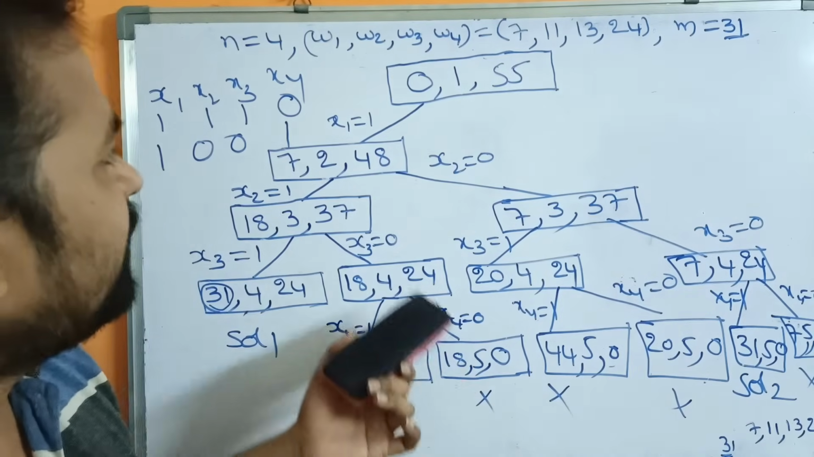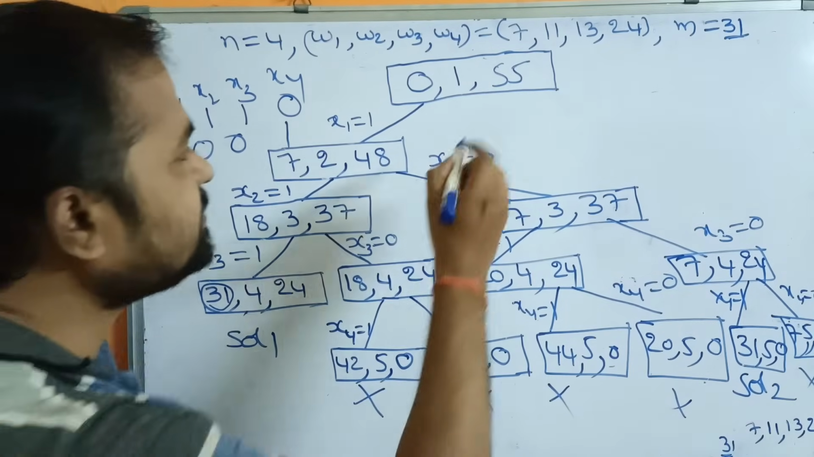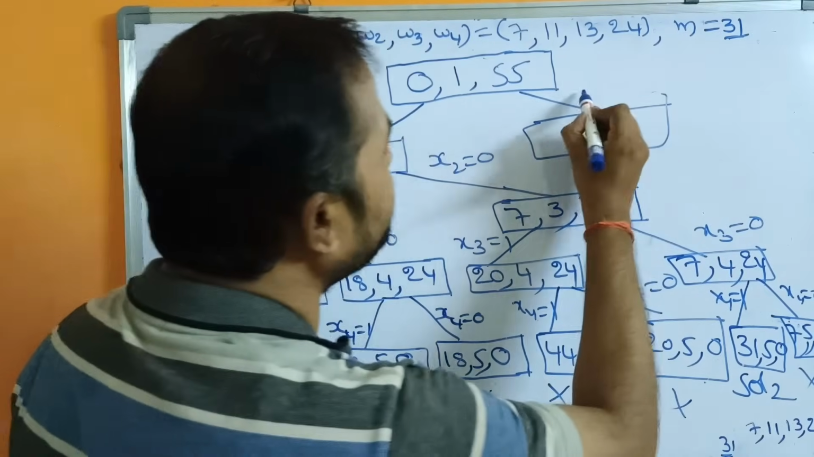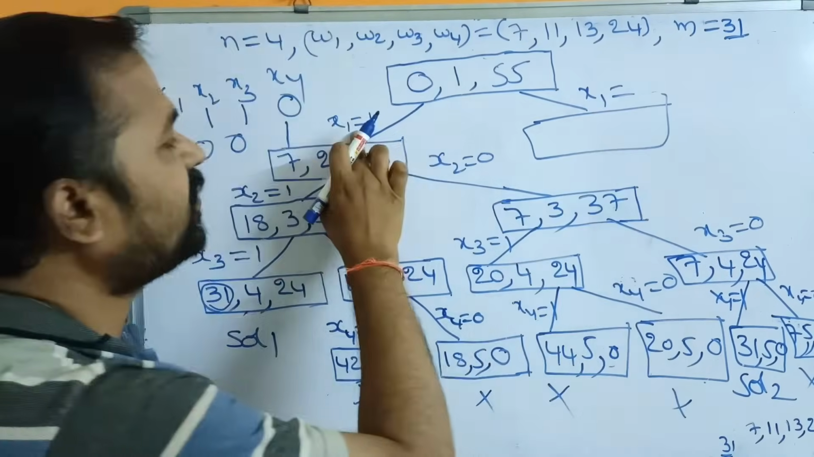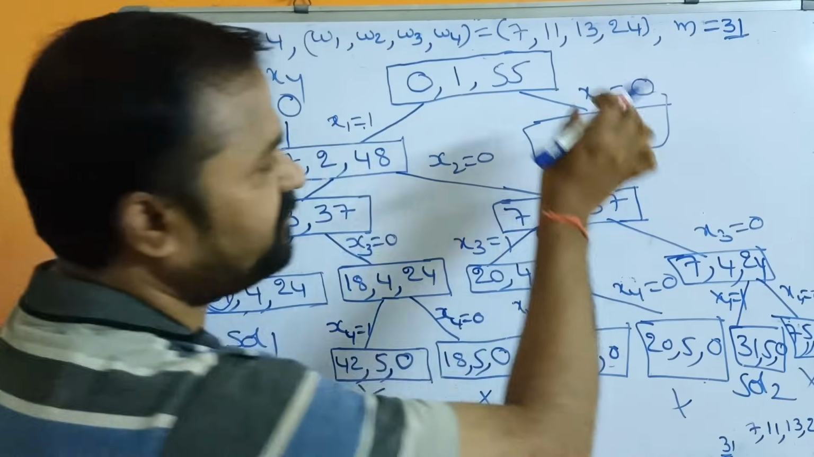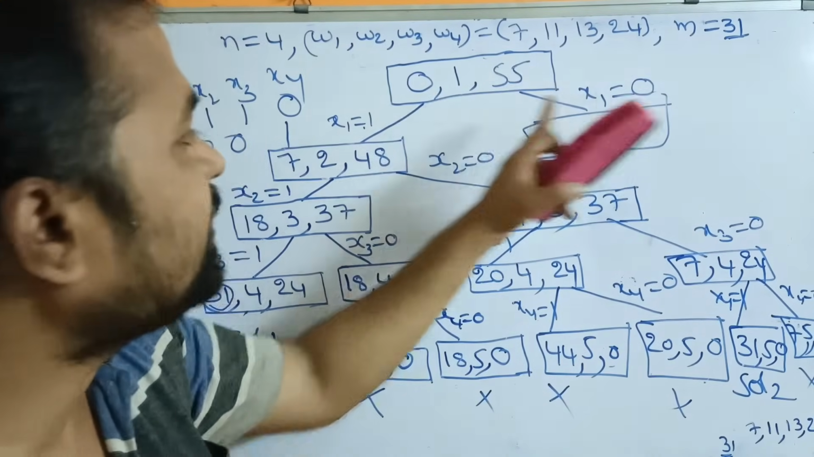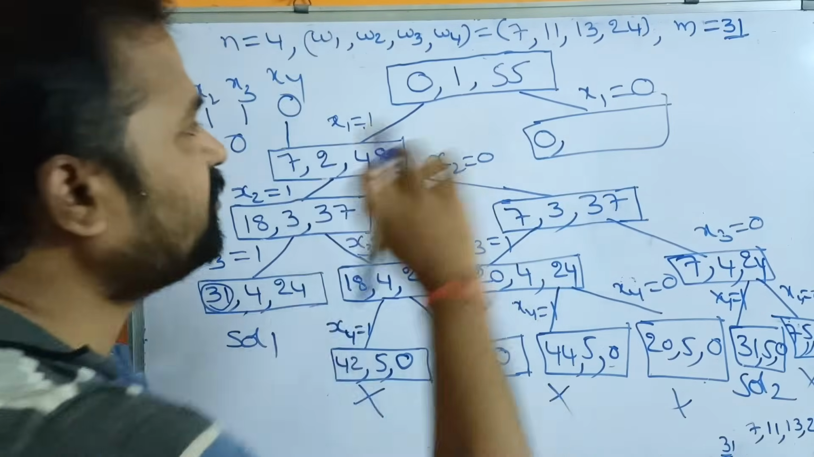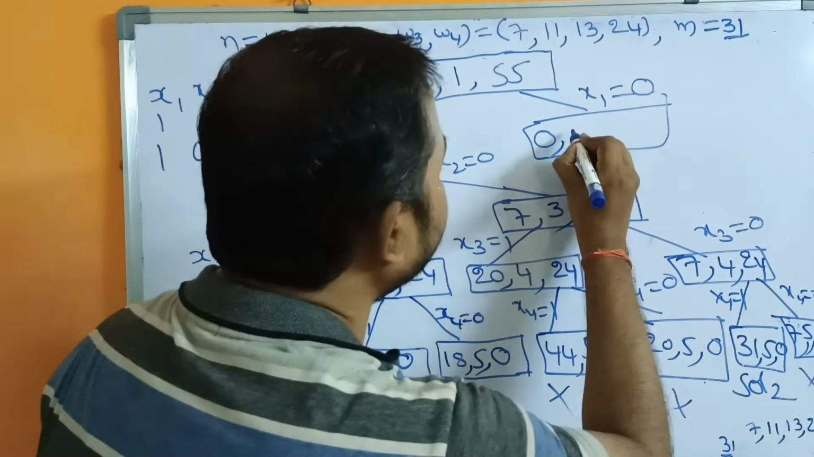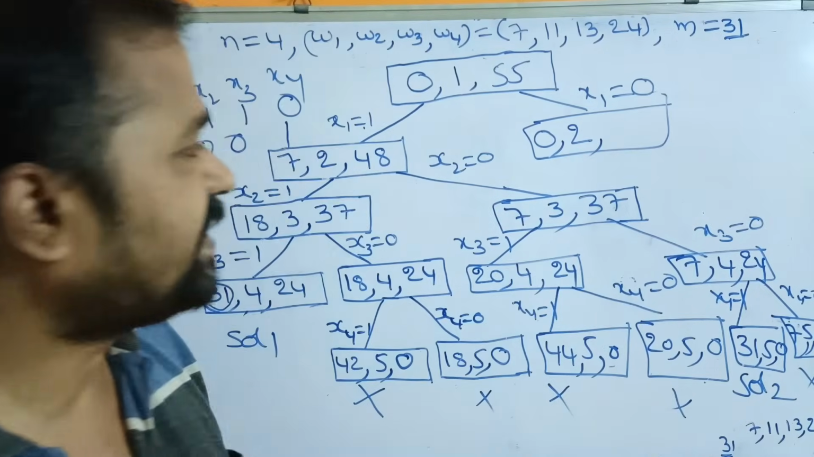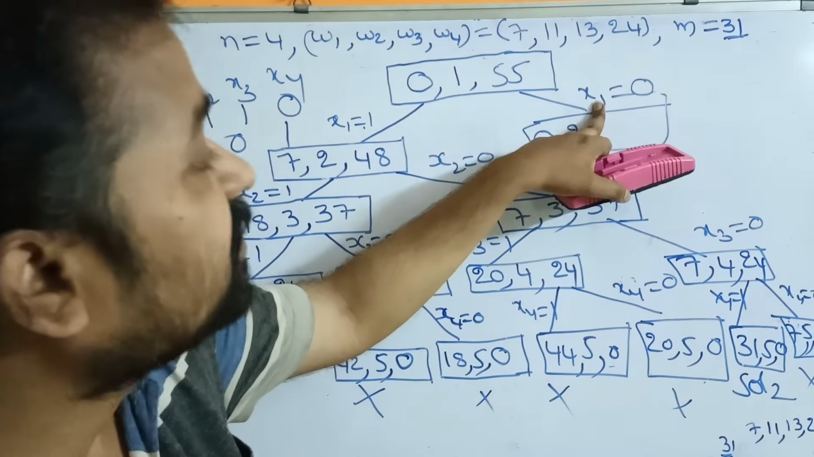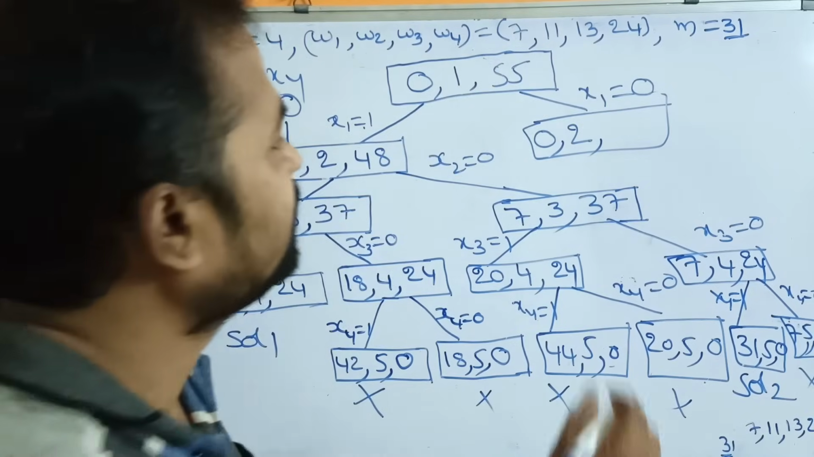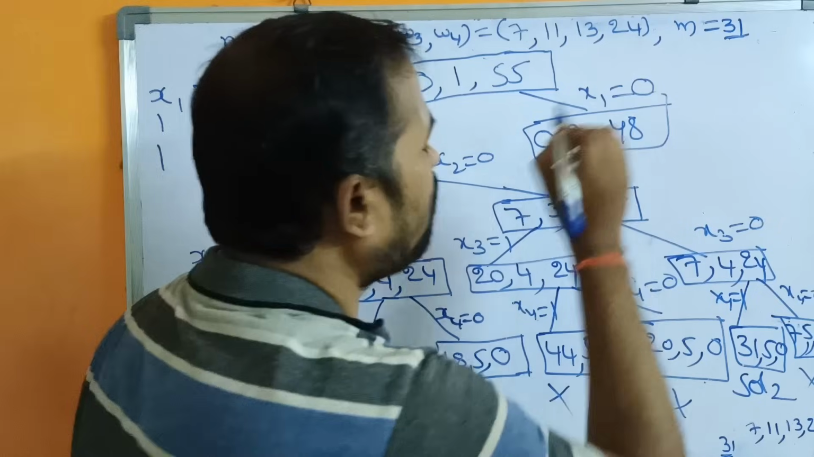Next we have to perform operations on the right subtree. So what is the right subtree? x1 is equal to 1 is over. We are not considering the first object, so we have to write the sum as it is, this 0 as it is. Next we need to perform the operation on the second node. The first object weight is 7, so this 7 should be subtracted from 55. So 55 minus 7 means 48.